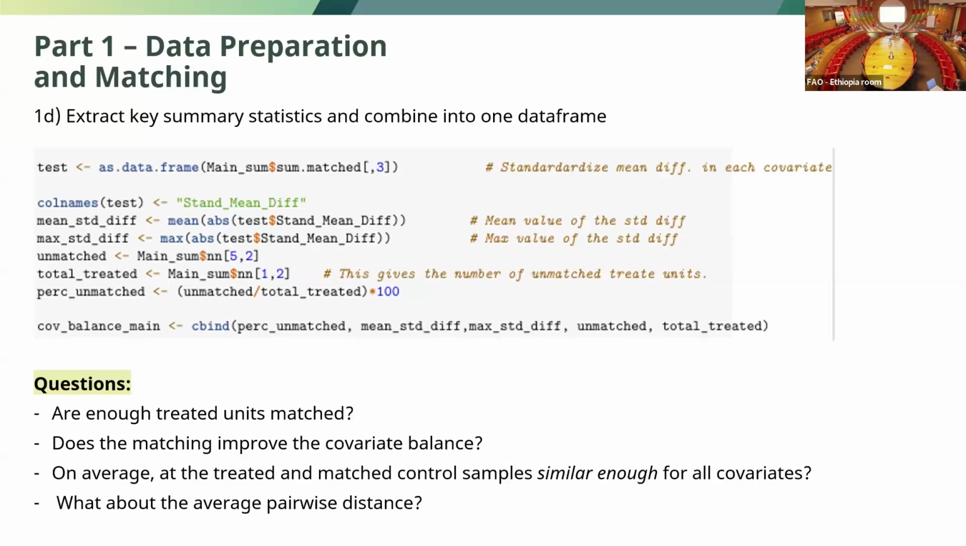It doesn't really matter. The next bit of code, from line 306 to line 323, basically just extracts the key balance measures and the key checks from the matching into one data frame, which you would need to do if you were doing this for a study, because then you can put it in the SI.